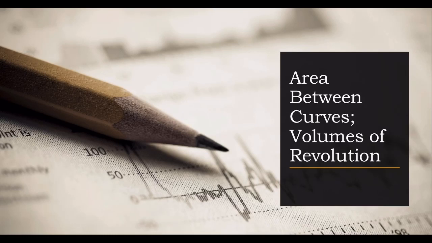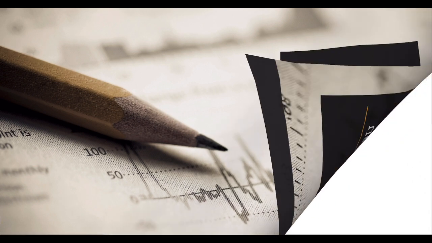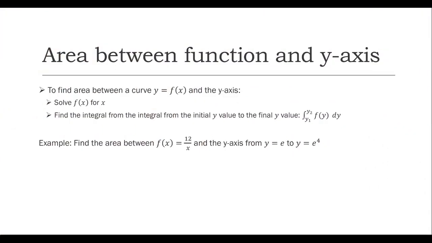Welcome to the video on area between curves and volumes of revolution. So first we'll figure out how to find the area between a function and the y-axis. To find the area between a curve y equals f of x and the y-axis, you'll solve f of x for x and then find the integral from the initial y value to the final y value, like this.